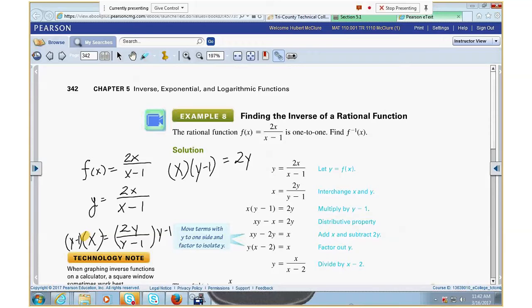I'm going to distribute this because there's really nothing I can do but distribute. Xy minus x is equal to 2y. And then I'm going to take my y's and put them on one side. I want to get y by itself. Negative x is equal to 2y minus xy. And then negative x is equal to y times 2 minus x, right? And then divide by 2 minus x.